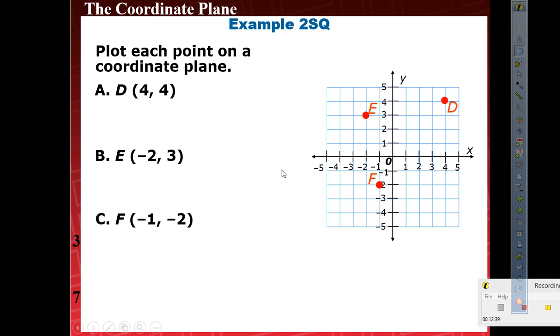All right. So now that we know how to graph, next we're going to play a game, right? So I'm going to stop the video right here. If you want some extra practice, just go to your book and look for plotting points on the coordinate plane.